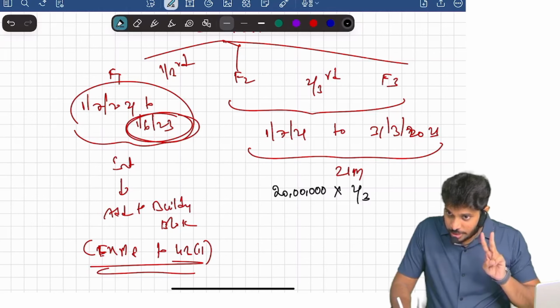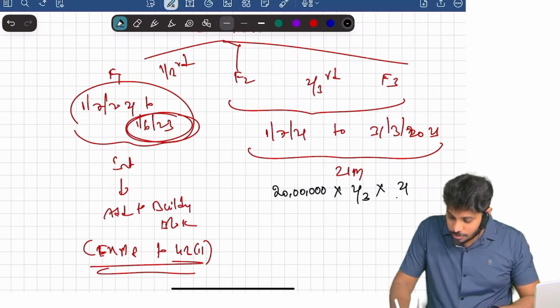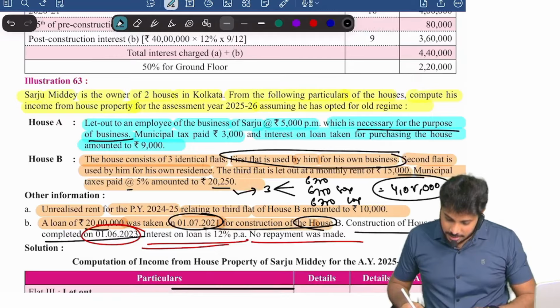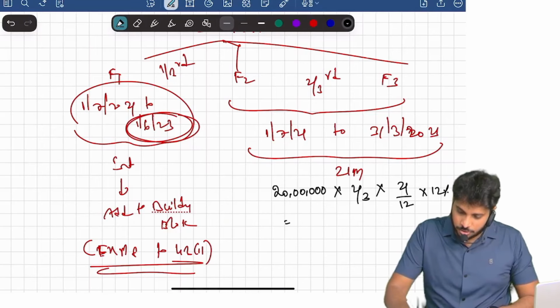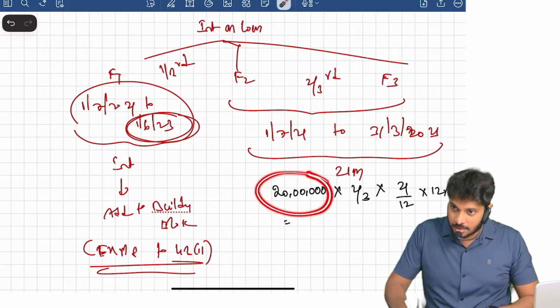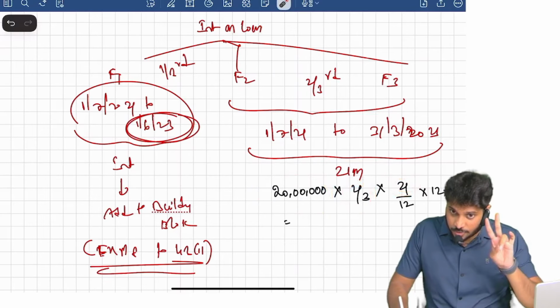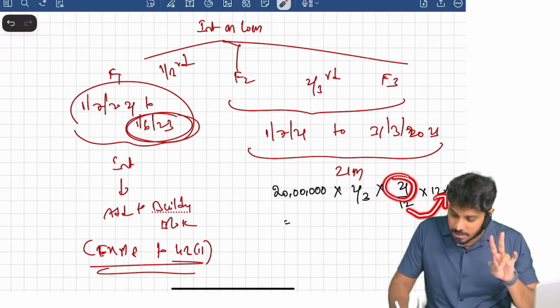Why? Only 2 units related. Into 21 divided by 12 months multiplied by rate of interest 12%. I'm just calculating PCPI. Rate of interest 12%. Observe once again, loan amount is 20 lakh, but the entire loan amount is not used for house property head. Only 2/3 of it is used for house property, and the PCPI period was 21 months. For 12 months 12%. What is 21 months?